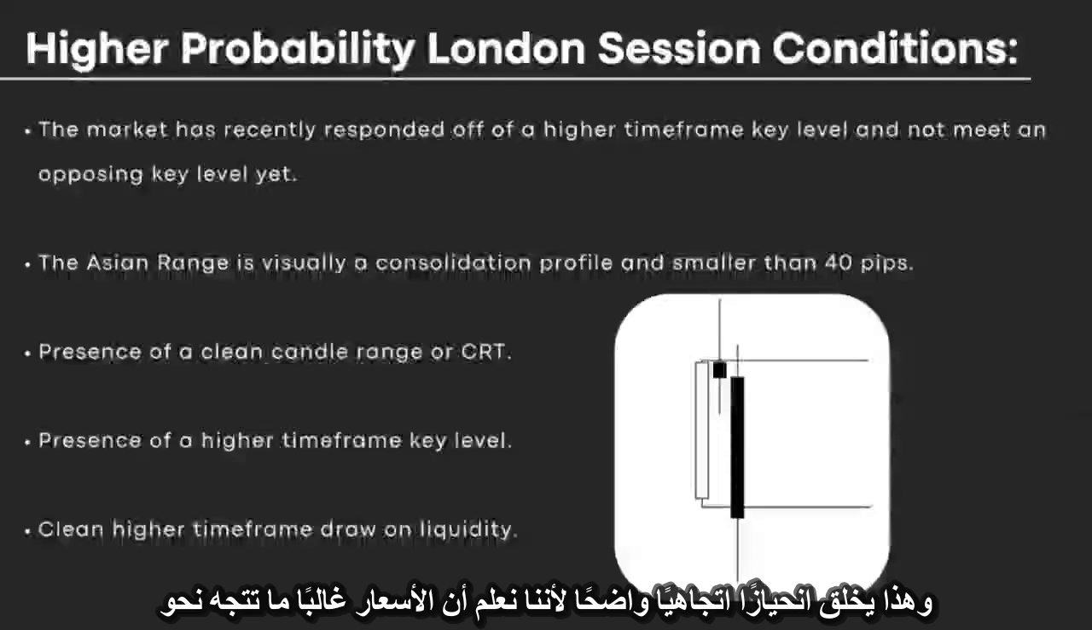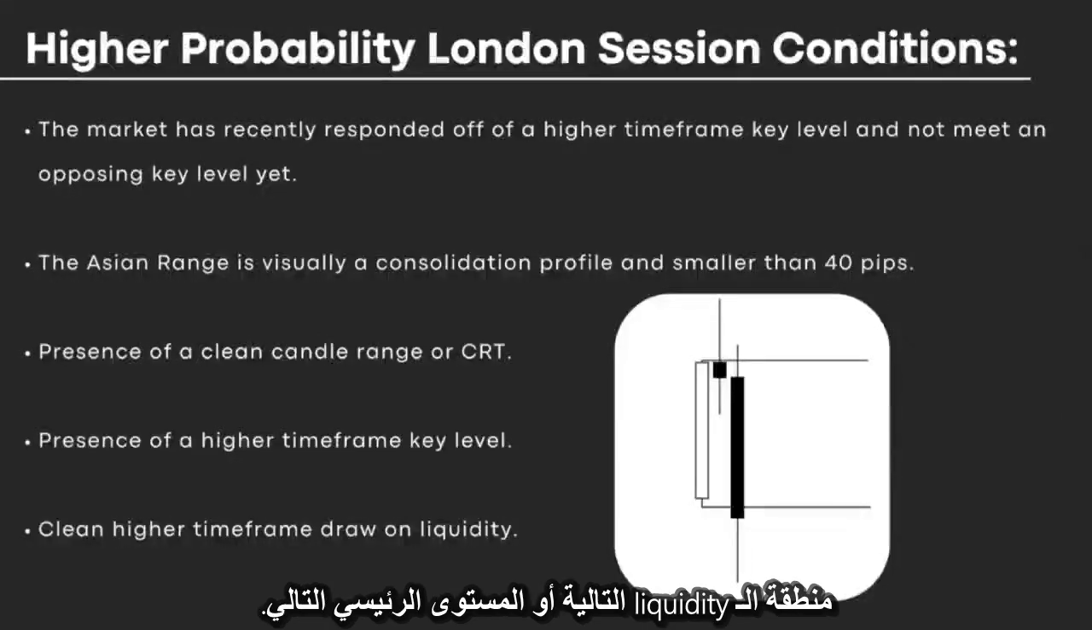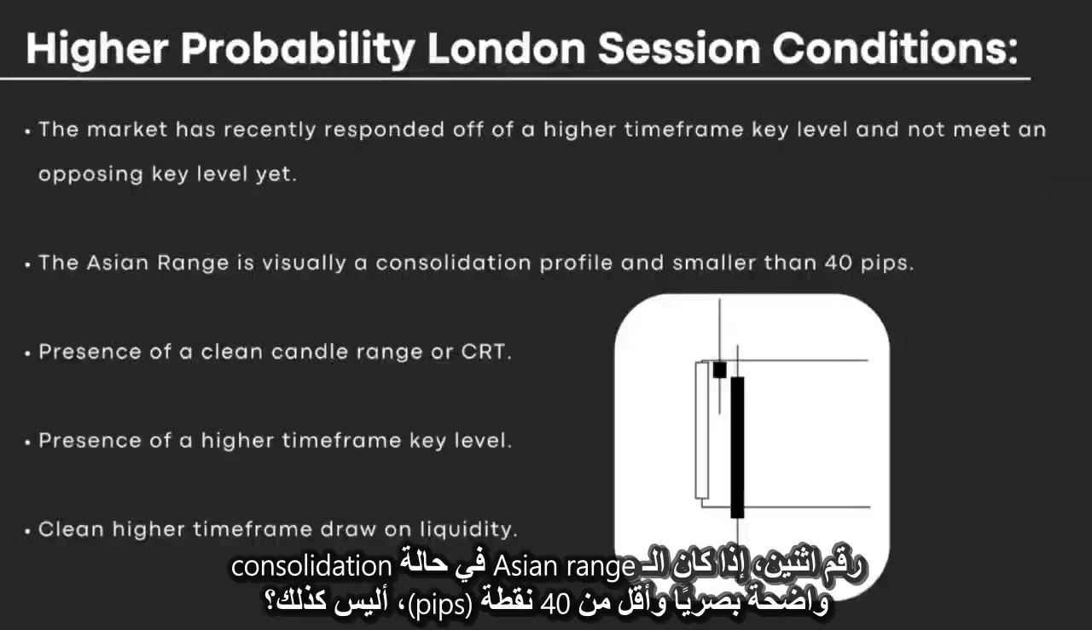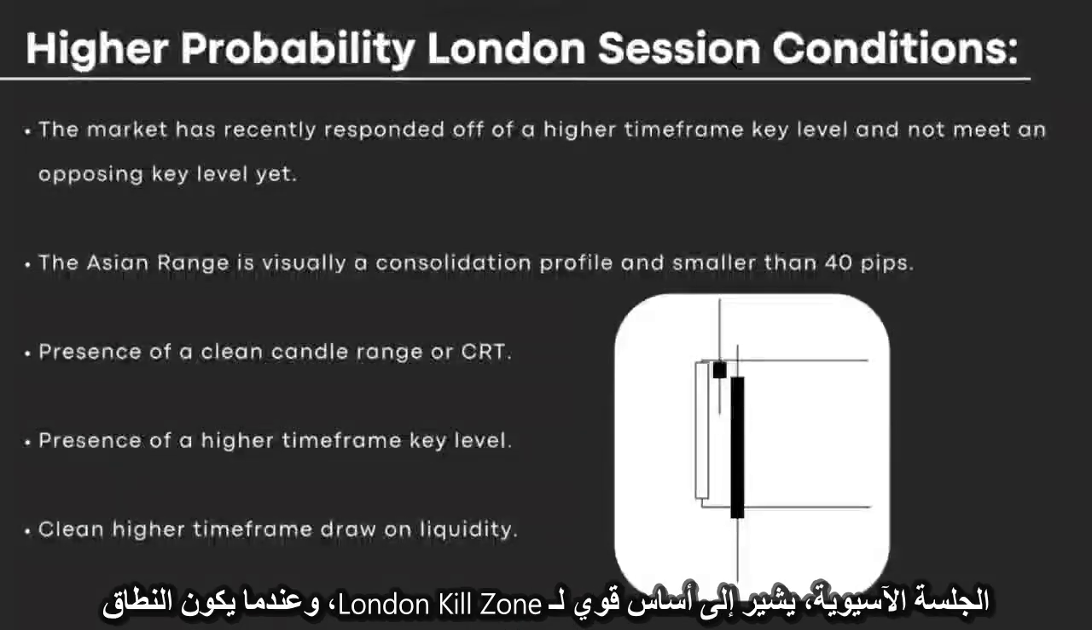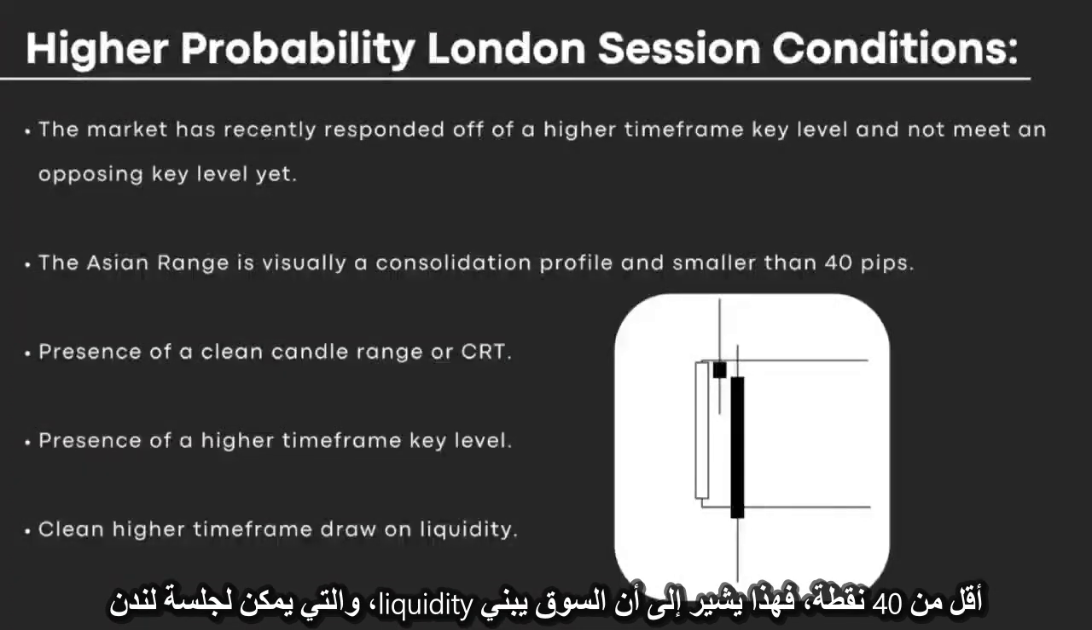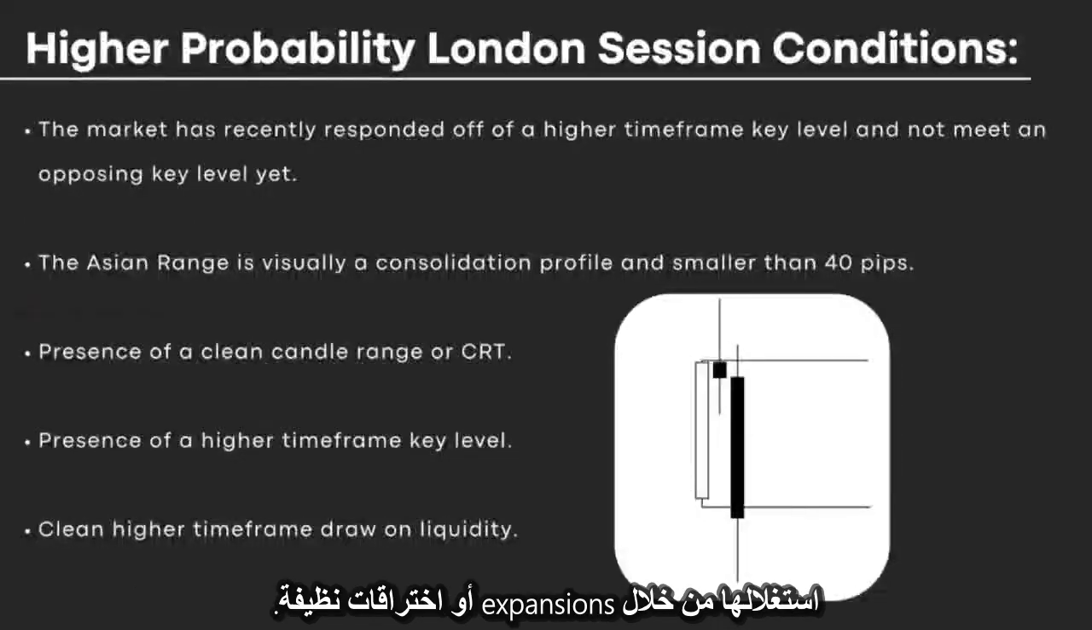This creates a clear directional bias, because we know that price is often drawn towards the next liquidity zone or key level. Number two, if the Asian range is visually consolidating and it's under 40 pips, right? A consolidated Asian range, meaning price moving within a tight, predictable range during the Asian session, signals a strong foundation for the London kill zone. And when the range is less than 40 pips, it indicates that the market is building liquidity, which the London session can exploit through clean expansions or breakouts.